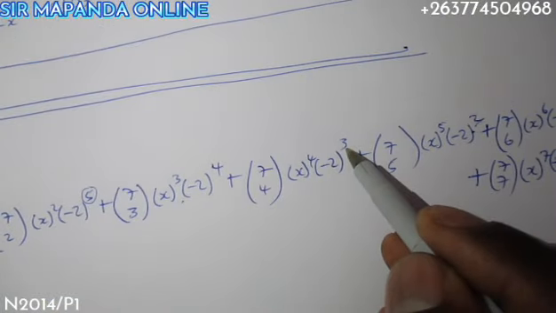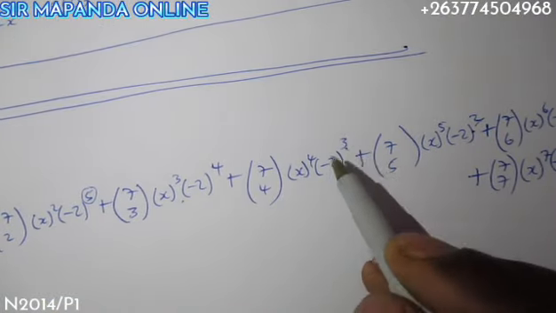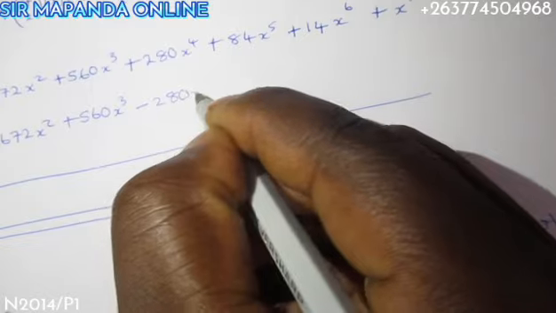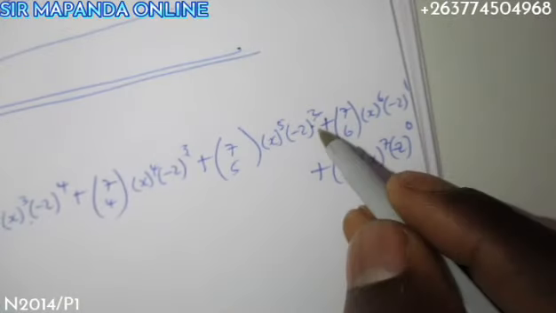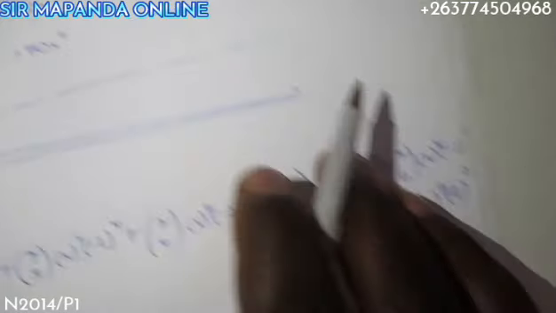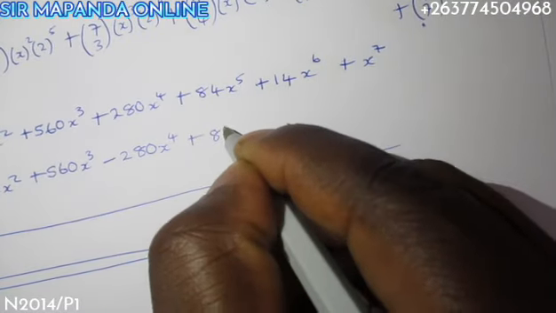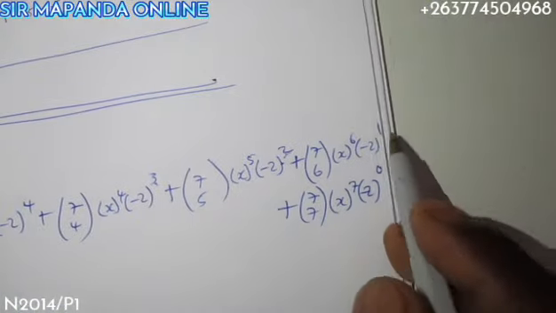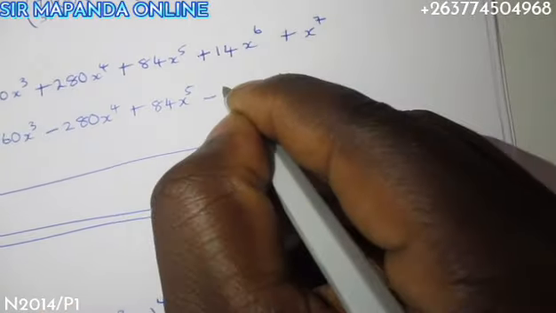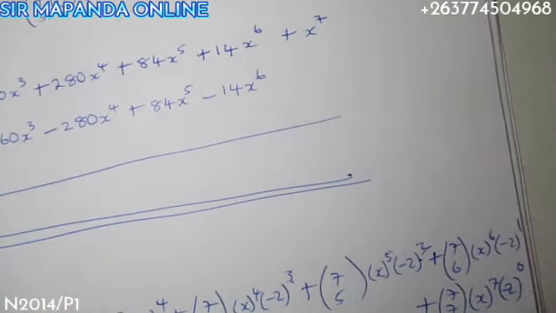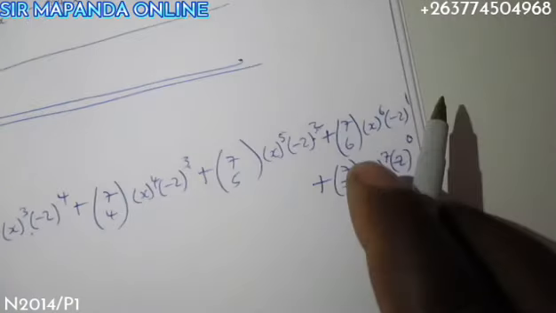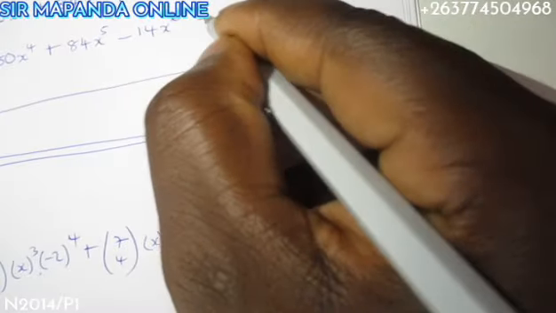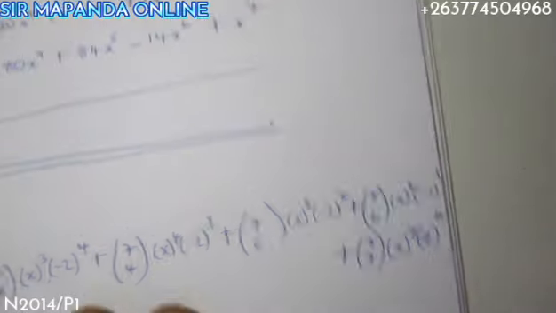Then we move on to this one. This one is going to be negative of the coefficient. You have negative 280 x to the power 4. Then this one is even, so it's going to remain positive. So you have positive 84 x to the power 5. How about this one? This one is odd, so it's going to be negative 14x to the power of 6. And this one, you have 1 here, so this one is going to be positive x to the power of 7.